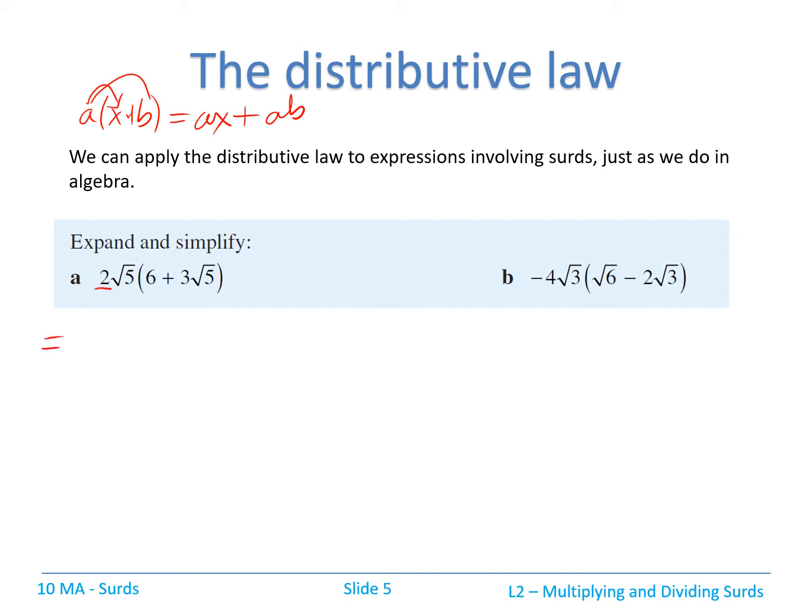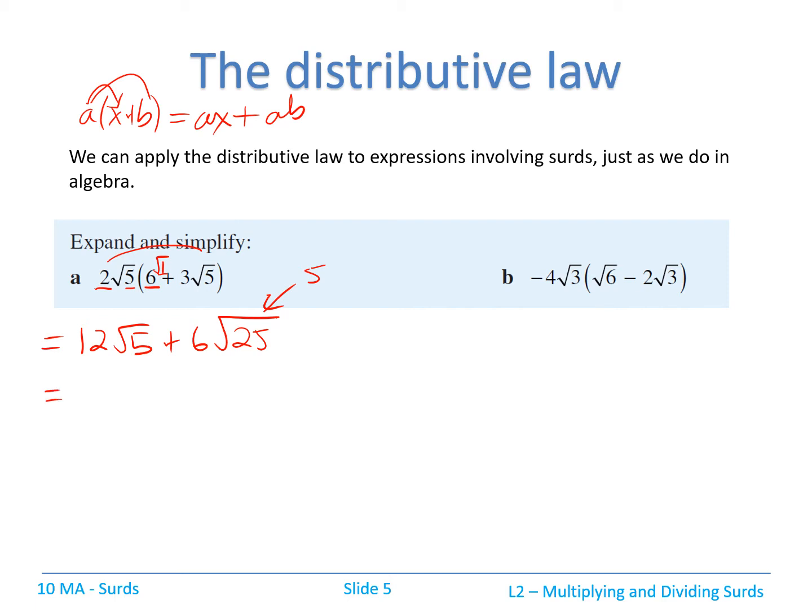Remember, outside by outside, so this is basically 6 root 1 because there's no square root there. On the outside, I get 12. On the inside, I get root 5 times root 1, which is root 5. Then I multiply 2 by 3, and I get 6. And then I get root 5 times root 5, which is root 25. If you can do it, you can also just replace that with 5, because you know root 5 times root 5 is just 5. Then we're going to simplify this.